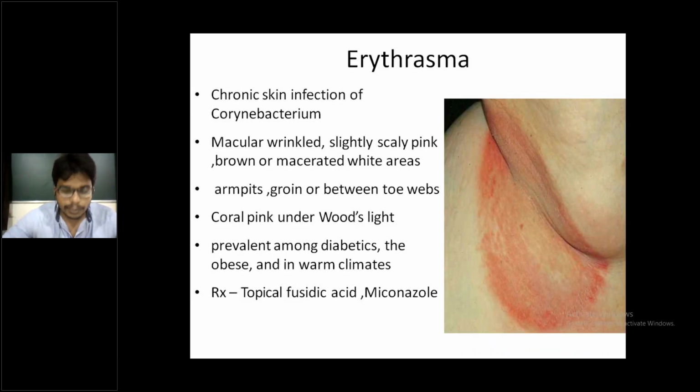Erythrasma. It is a chronic skin infection by Corynebacterium. Corynebacterium was previously called a bacterium, but now it is kept as a separate species. It presents as macular, wrinkled, slightly scaly, pink, brown, or macerated white areas in the armpits, groin, or between the toe webs. It shows coral pink fluorescence under Wood's lamp. Treatment is topical citric acid and glycogen.